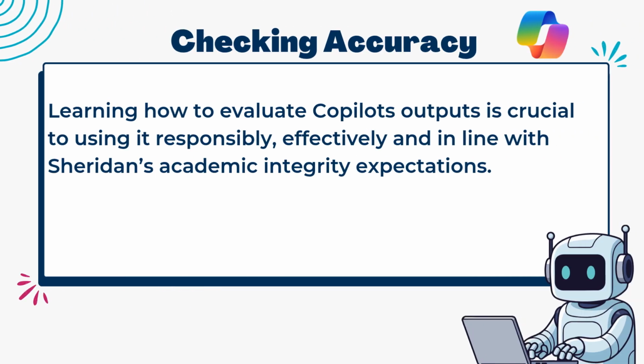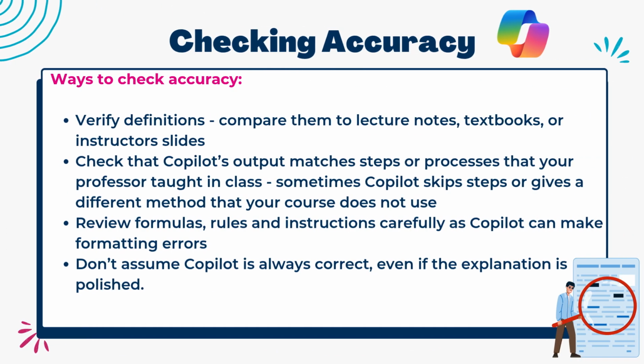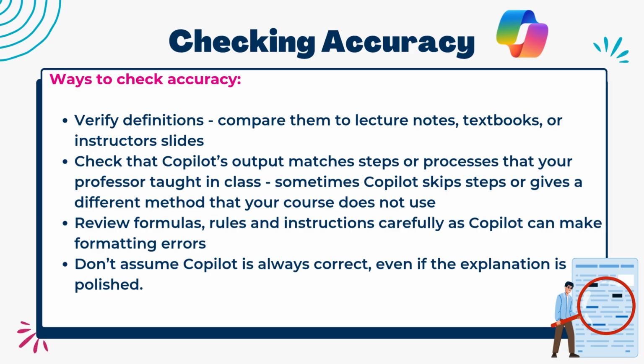Since Copilot can make mistakes, you should never rely on it as your only source of truth. After Copilot gives you an output, here are some ways that you can check the accuracy. Verify definitions by comparing them with your lecture notes, textbooks, or instructor's slides. Check that Copilot's output matches the steps or processes that your professor taught in class. Copilot can sometimes skip steps or give a different method that your course does not use.